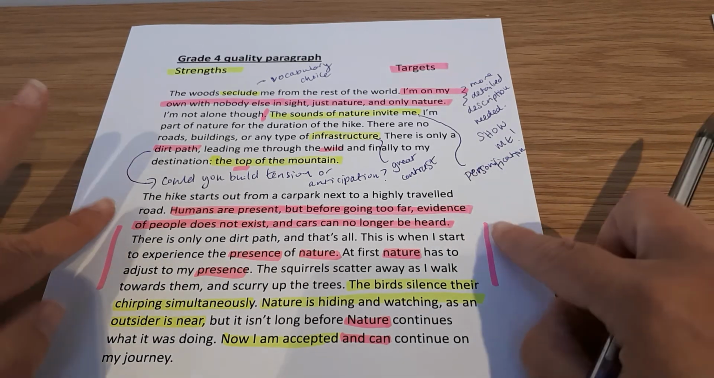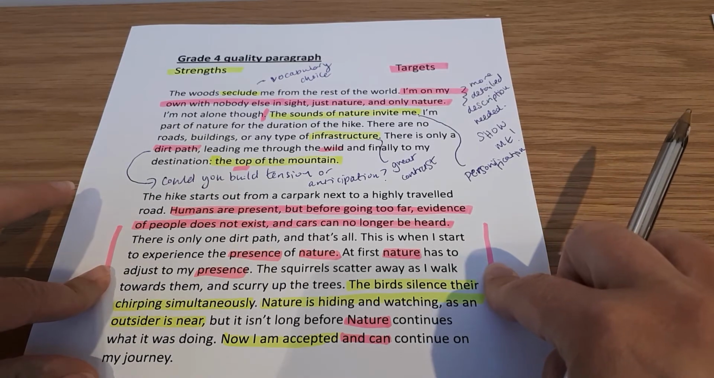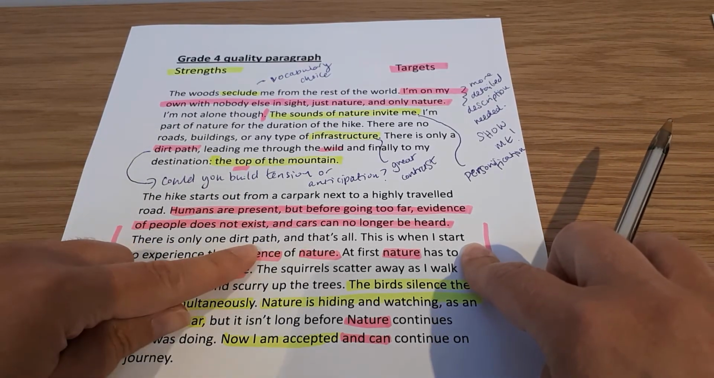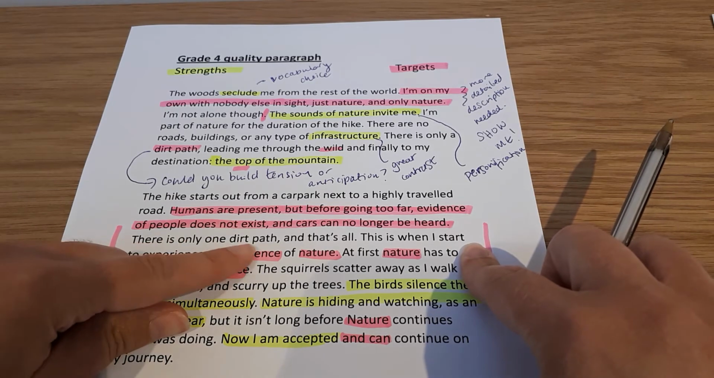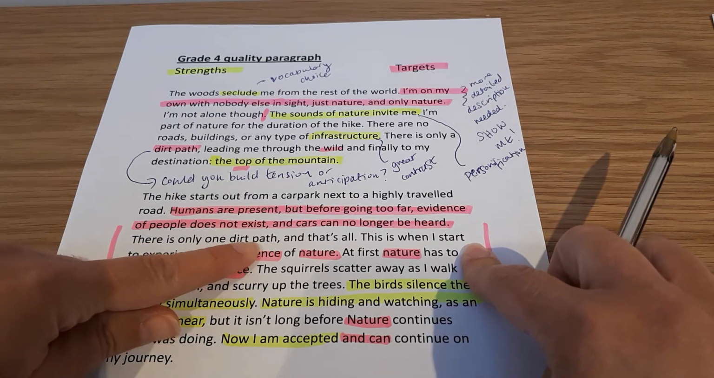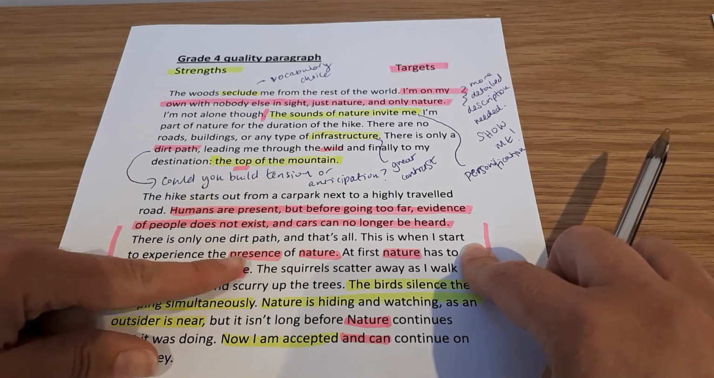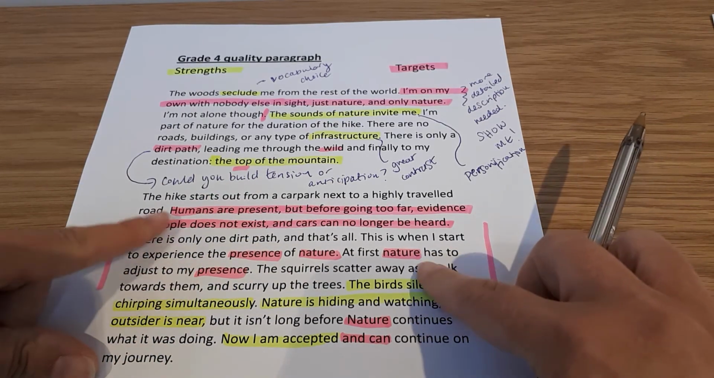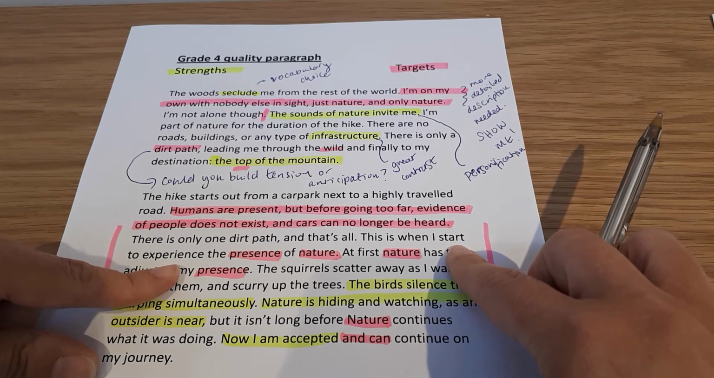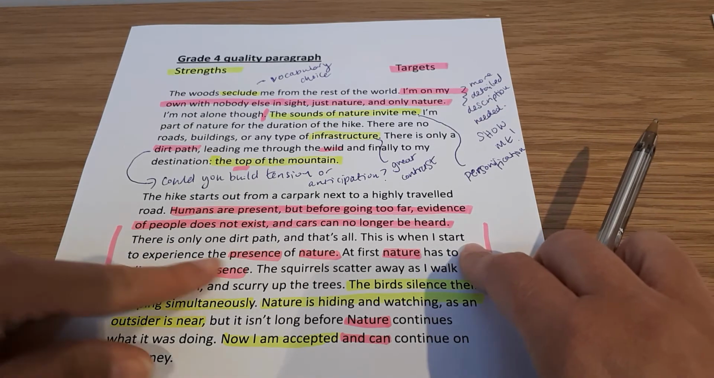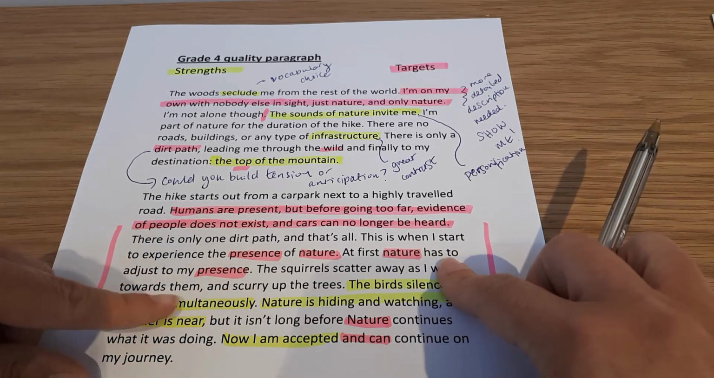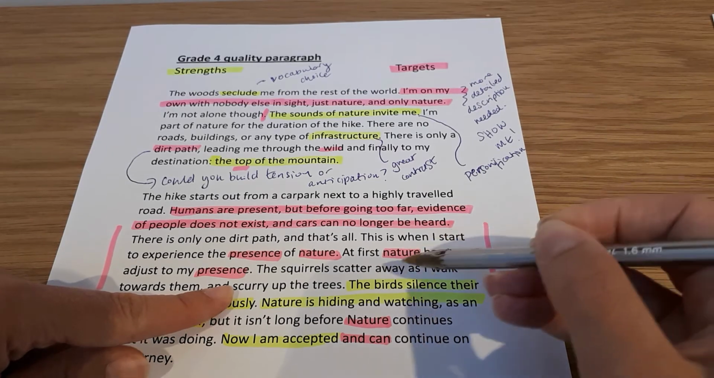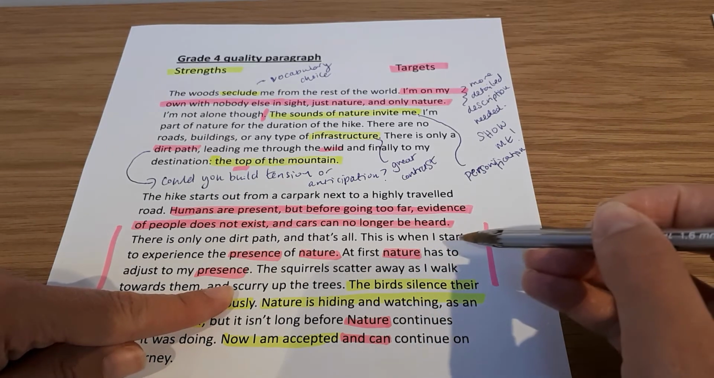Now, I've put this with pink down the side because for me, this is becoming a little bit repetitive. We've got the repetition of the dirt path, which could be said to create more drama, but it's not really adding anything to what we've said before. We've also got this, again, quite clumsy contrast. This is when I start to experience the presence of nature. At first, nature has to adjust to my presence. And here again, I think we need to maybe create a little bit of mood and tension.